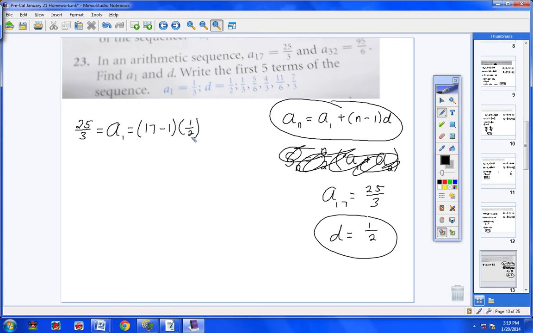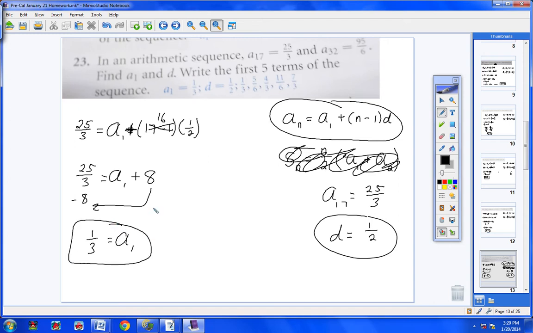So you know what? Let's get to work. Here we go. 25 over 3 equals, I'm not sure why I put an equal sign here, it should be a plus sign, a subscript 1 plus, now do this in your head, 17 minus 1 is 16, 16 times 1/2 is 8. Now bring your 8 over, and when you bring it over, you'll make it a -8, and I think you're going to get 1/3. Let me use a calculator just to make sure. Yes, you get 1/3. So 25 over 3 minus 8 is 1/3, which is your first term. Okay, so there we go.